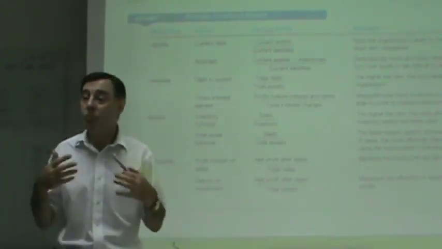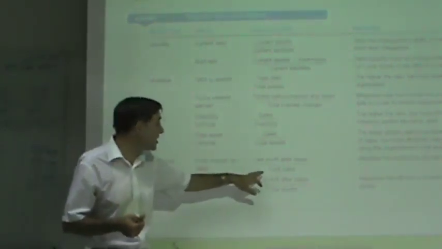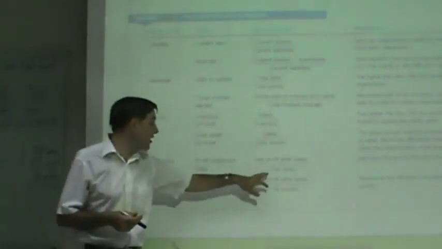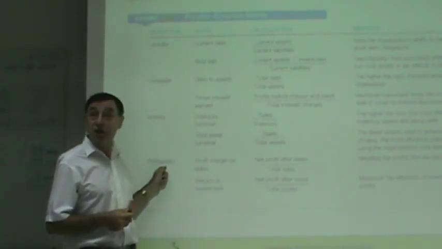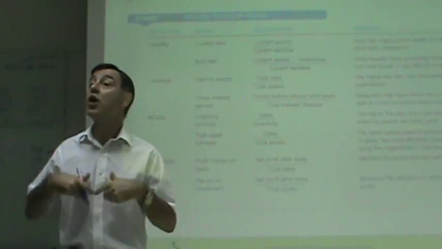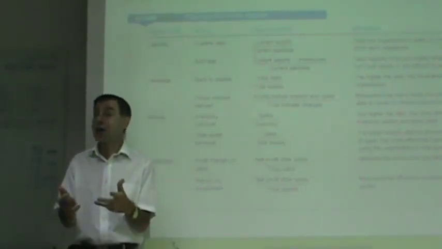And the last one is profitability. And profitability is simply a measure which tells you how profitable your business is, whether you generate good profits. And usually you measure profits either relative to total sales or relative to total assets, or you can measure profitability relative to your investment or relative to your capital or relative to your equity.